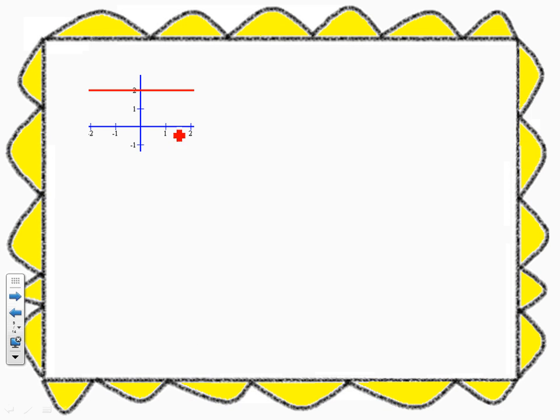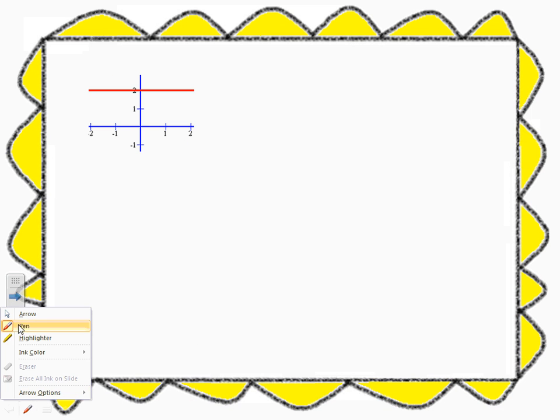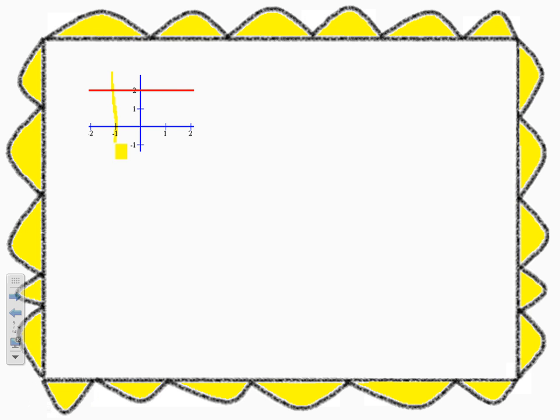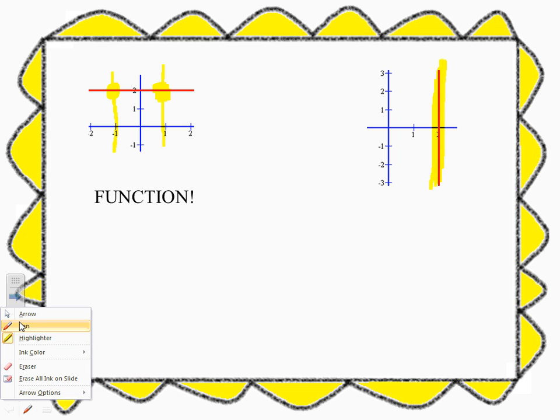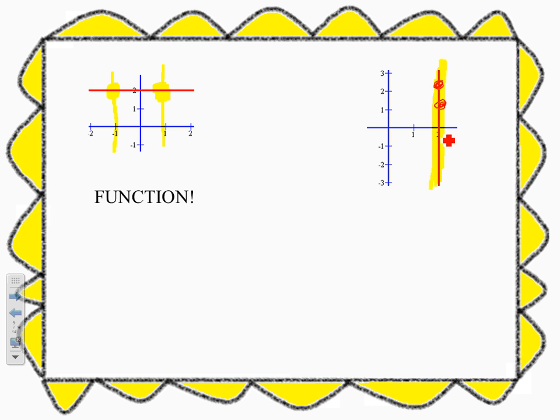Alright, so let's practice. Highlighter. Is this a function? Yes, it is. Only touches once. That highlighted line only touches once. What about this one? If I make a line, what happens over here? It touches everywhere in that line, doesn't it? Everywhere. It gives you a view, but it touches everywhere. So this is most definitely not a function.